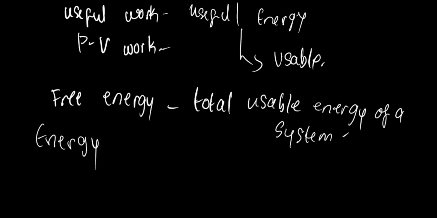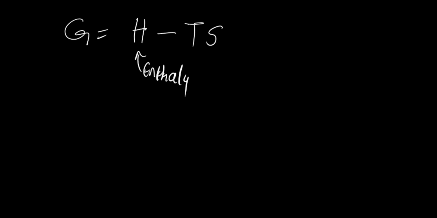Okay, so whenever we have the free energy, it is the energy available to do useful work, and that useful work would be work done other than the pressure-volume work. This is the whole idea of free energy. Free energy is represented as G, and it's equal to the enthalpy minus the product of temperature and entropy. This is the temperature in Kelvin, and of course we have entropy here.